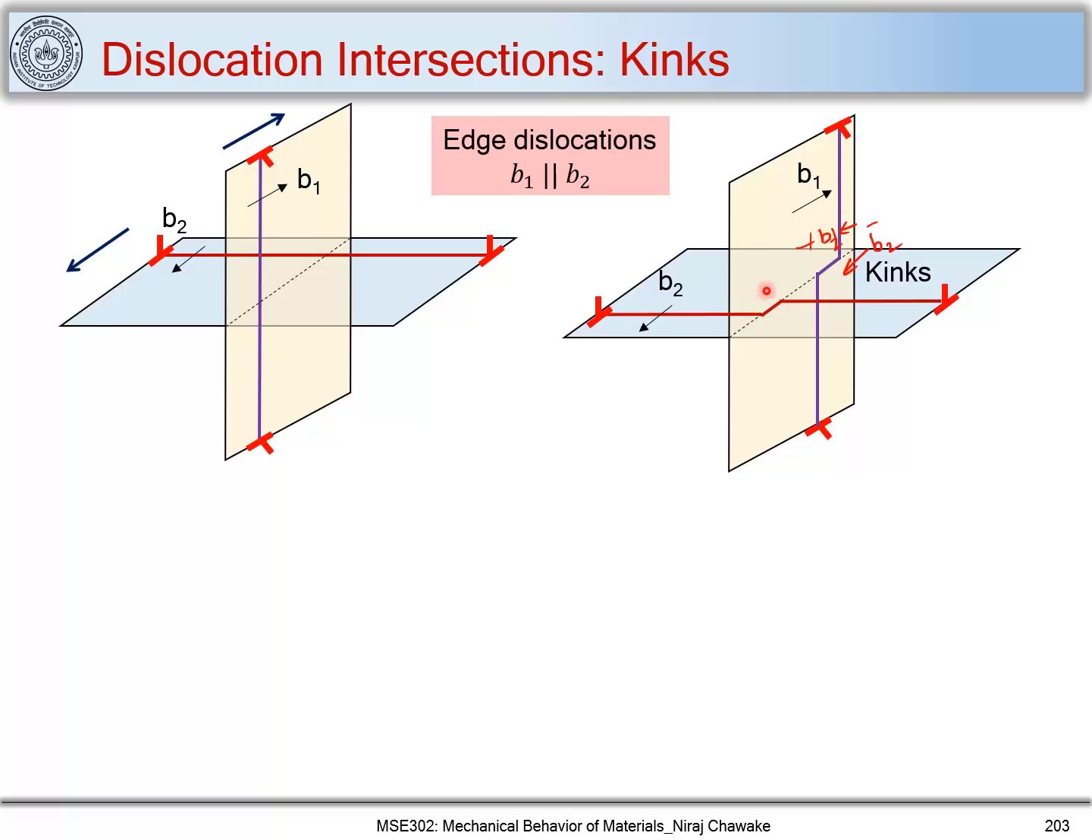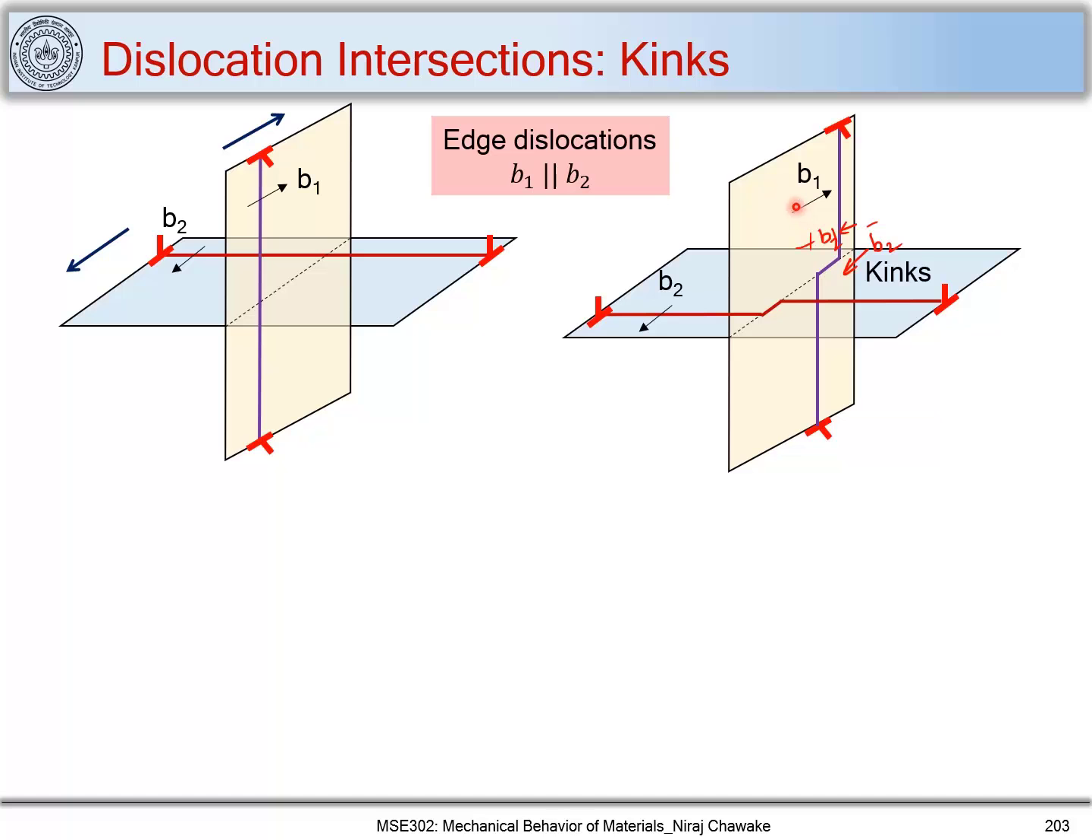Let's find out what is the nature of these breaks. So these breaks are on the same slip plane for both B1 and B2, and thus these are nothing but kinks. These kinks are formed because B1 and B2 intersected each other. And let's find out what is the nature of these kinks.